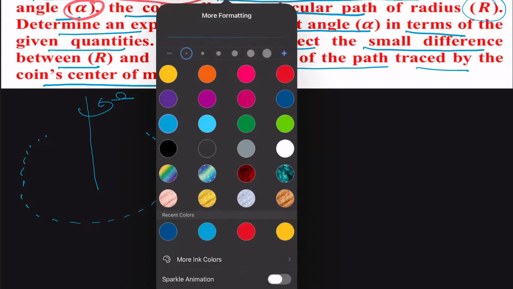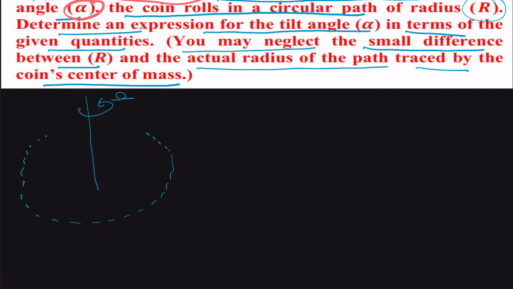And we can just draw an approximate figure for this coin, and let us suppose this is our horizontal and its plane is tilted. So this is our coin and it is tilted by an angle of alpha. So the axis of the coin will be something like this, so it comes as alpha.